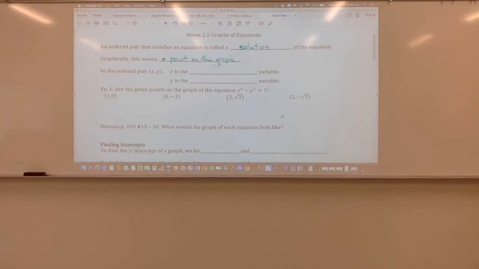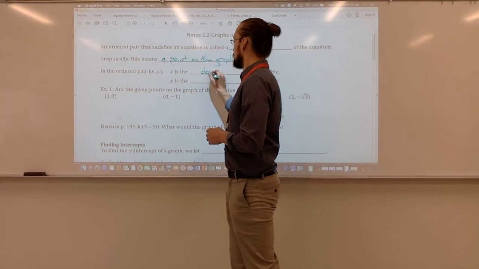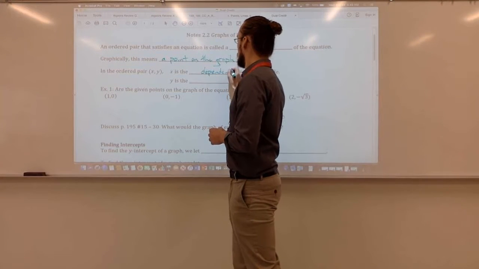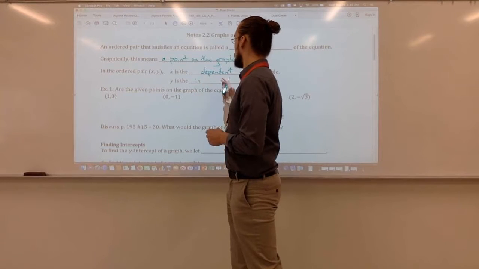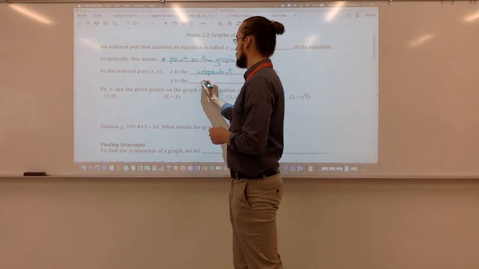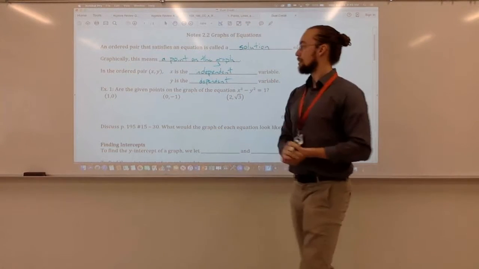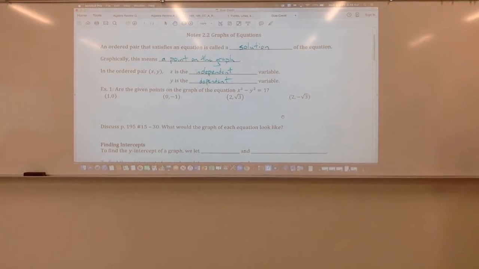So in an ordered pair, x, y, x is the dependent variable, and y is the, nope, that's wrong. X is the independent variable, and y is the dependent variable. There we go. X is the independent variable, y is the dependent variable.